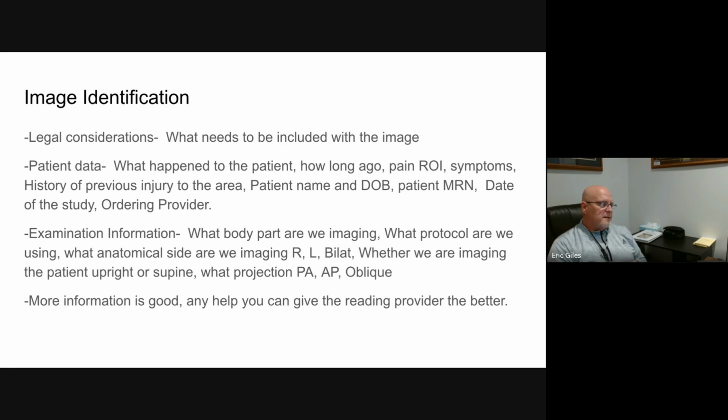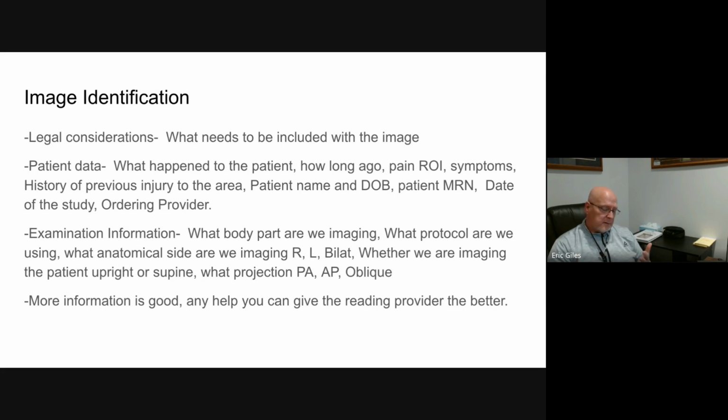Okay. Examination information, what body part are we imaging? So what protocol are we using, whether it's a forearm or a wrist or an elbow. We need to pick the right protocol as to what the doctor ordered and give the images that protocol calls for. Okay, very important. Let's see, what anatomical sides are we imaging, right or left, bilateral, whether we're imaging the patient upright or supine, what projection we're using.